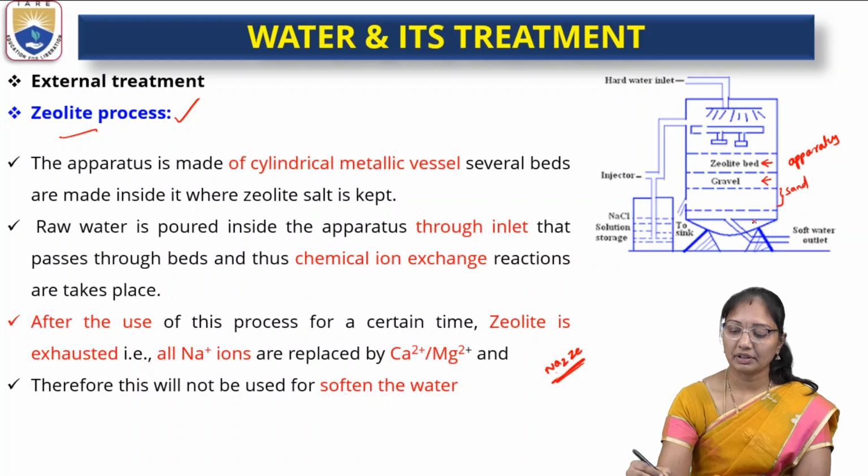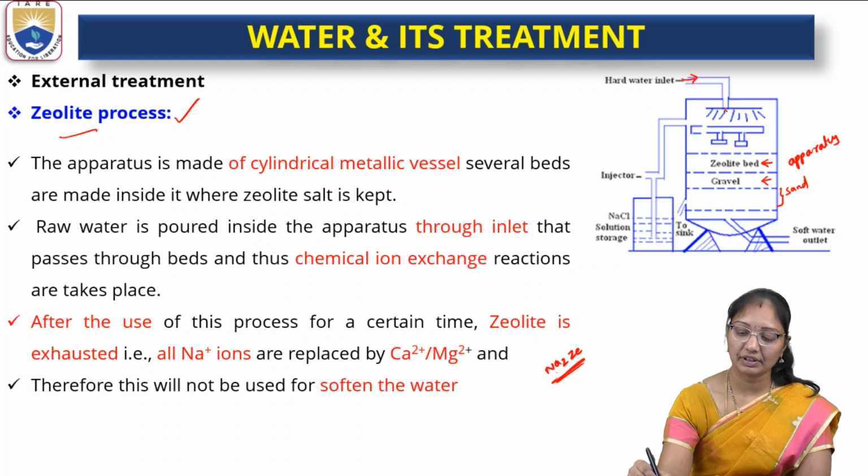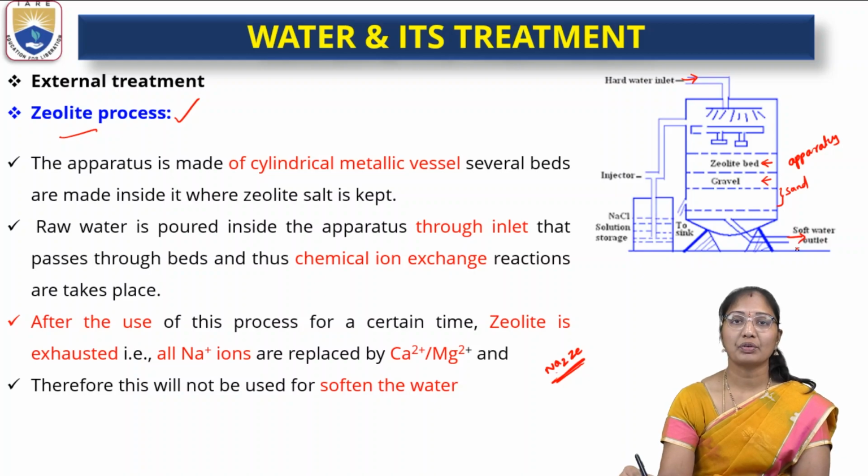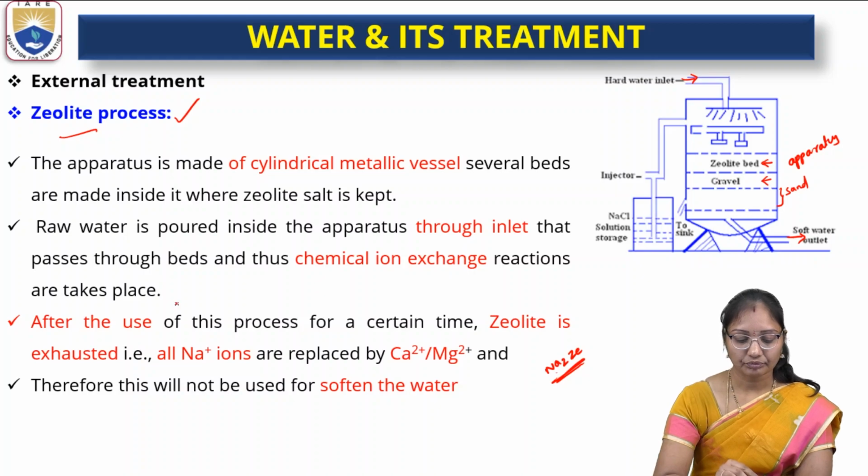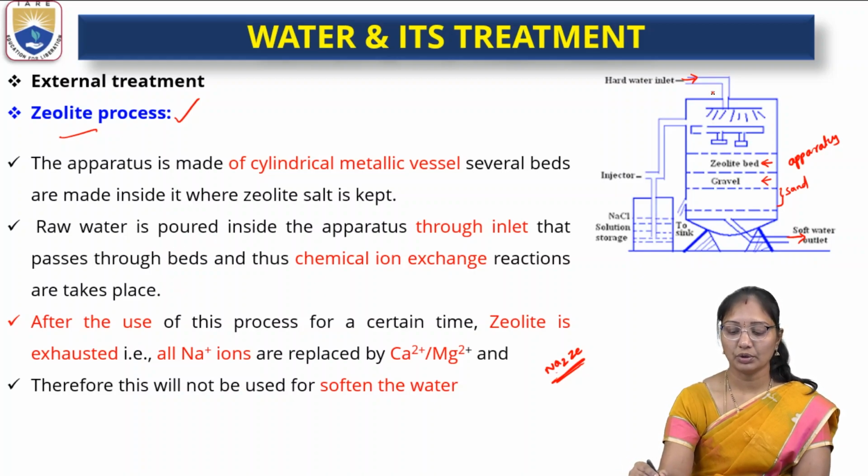This is the apparatus. This is the hard water which we are going to filter. It enters the apparatus and goes into the zeolite bed. There it gets filtered, then passes through gravel, then sand, and then the outlet, where the softened water is obtained. Raw water is poured inside the apparatus through the inlet.